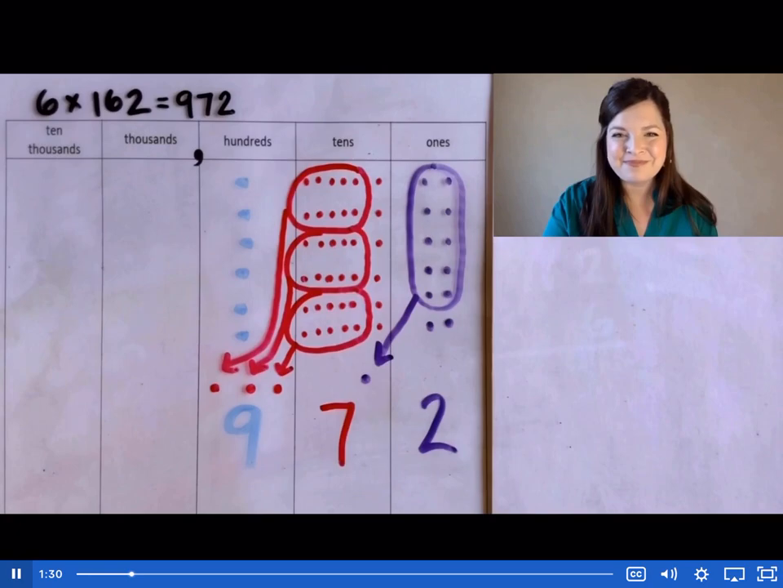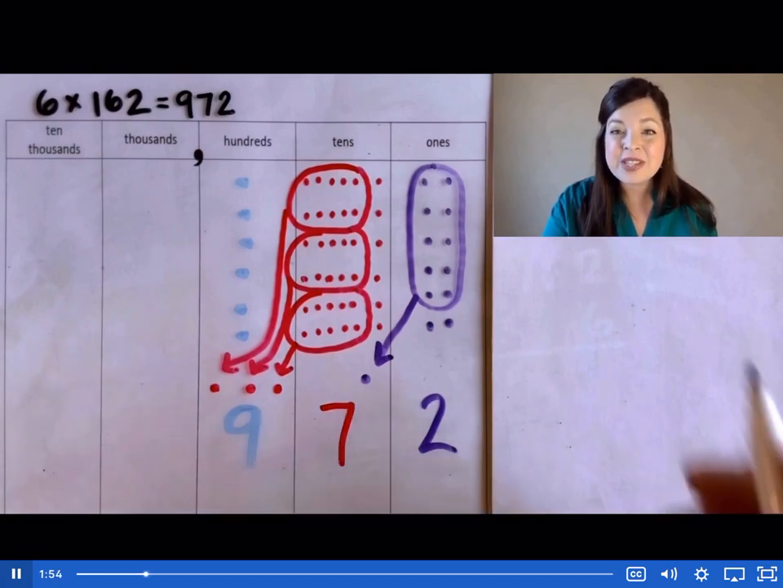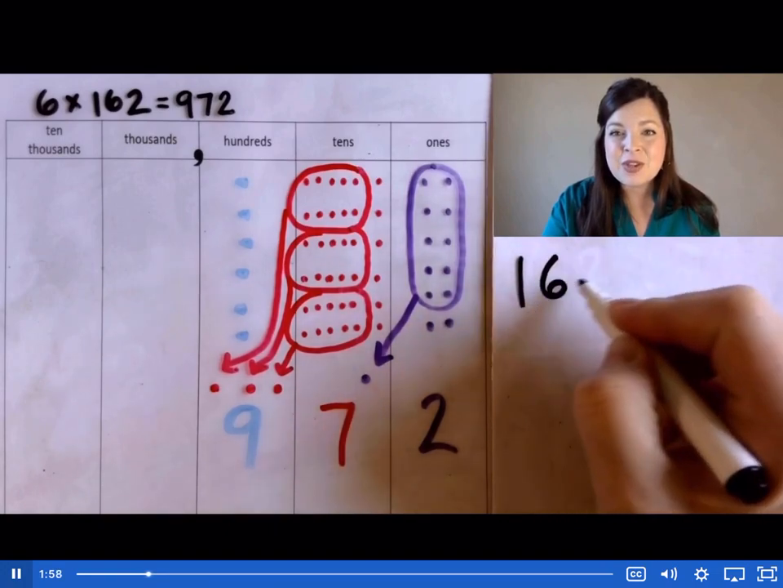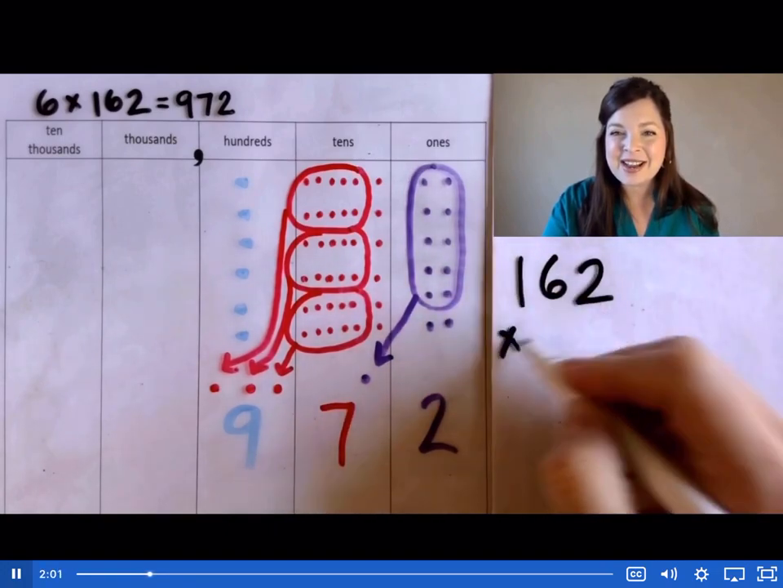Great job. Now that was a lot of discs to draw and keep track of. So let's find a more efficient way to express the answer. And we'll use our work in the place value chart to help. Let's write the expression vertically and use the algorithm. Remember, because of the commutative property, we can record the factors in either order. So when we're multiplying with the algorithm, we typically record the larger factor on top. So 162 times 6.